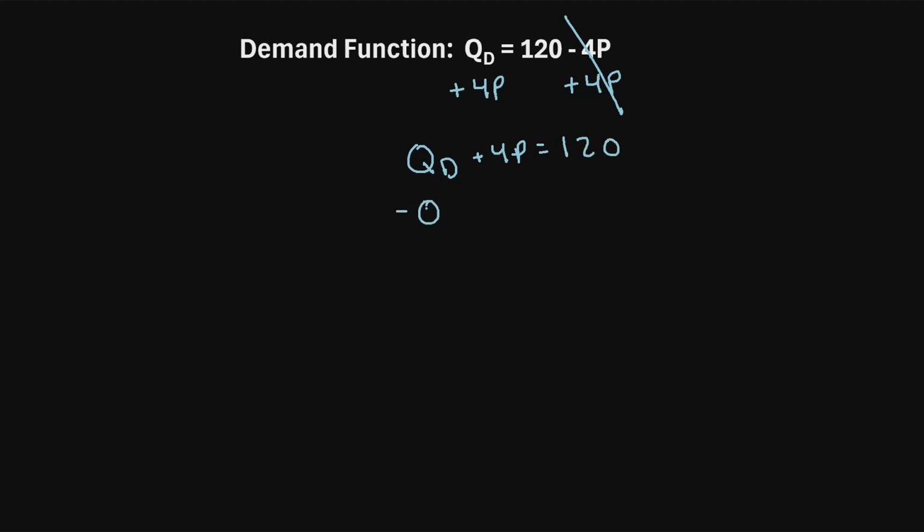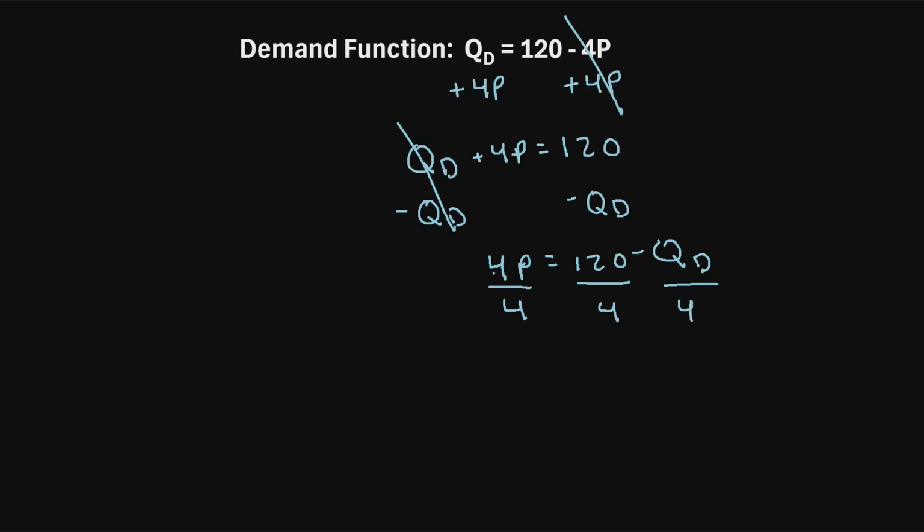Next, we can subtract quantity demanded from each side. Now on this left-hand side, these quantity demandeds cancel out, and we're left with 4P is equal to 120 minus QD, quantity demanded. And then the last step to get P all by itself, notice we have a 4 out front. So we need to divide all of these terms by 4. So we'll divide all of these by 4.